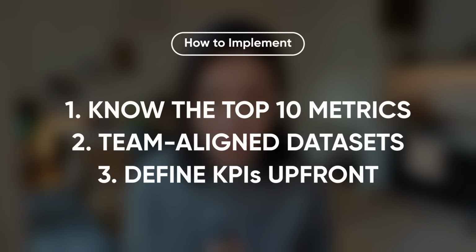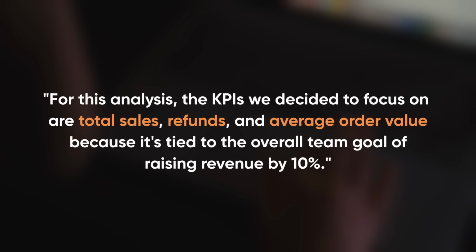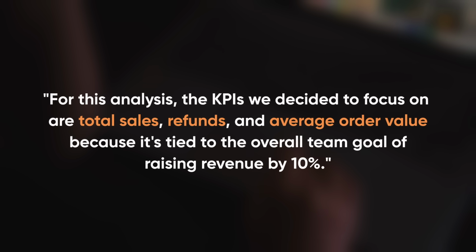Now, the third step is to define your KPIs up front. So in your portfolio projects and in speaking about metrics on the actual job, it's usually helpful to make sure that you're being really clear about what metrics you're focusing on. So you might actually say, for this analysis, the KPIs we decided to focus on are total sales, refunds, and average order value because it's tied to the overall team goal of raising revenue by 10%. This helps make sure that everyone is on the same page about what numbers matter, whether it's hiring managers or your stakeholders on the job.